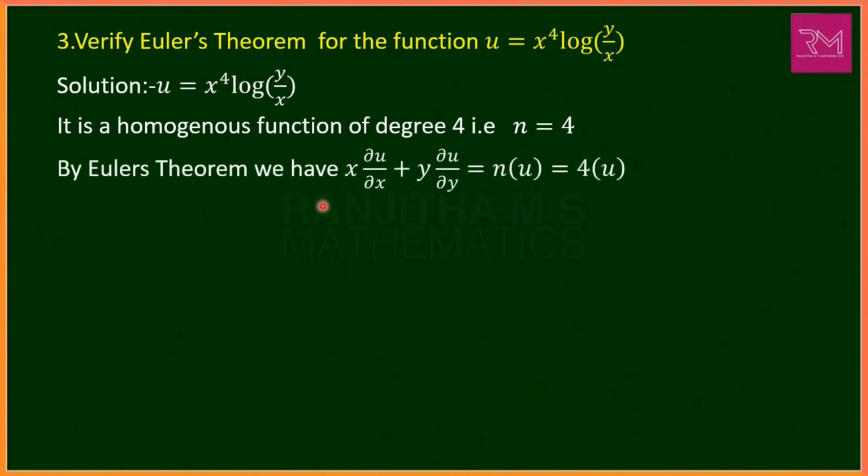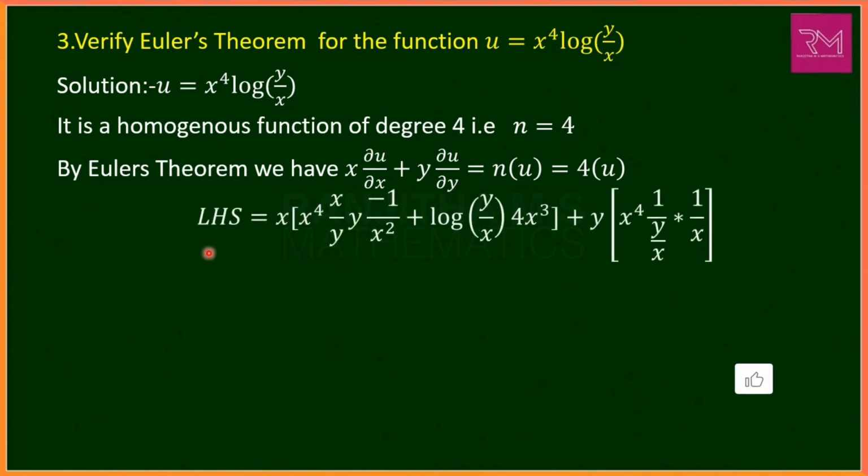So to verify Euler's theorem, we have x into del u by del x plus y into del u by del y, which is equal to n into u, where n is nothing but 4, so 4 into u. You have to show that the LHS of the equation is equal to 4 into u. Consider the LHS value, that is x into del u by del x, the differentiation of u with respect to x partially. Here x power 4 and log of y by x are both functions.